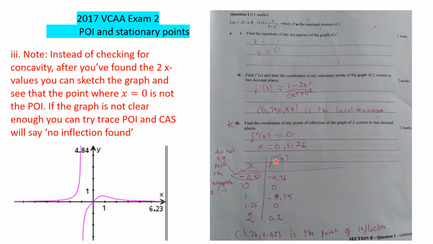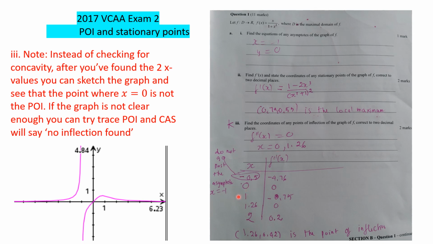So the second derivative turned out to be negative. And then you choose another value greater than 0. Again, you don't want to go past the second x value. So when x is equal to 1, the second derivative is also negative. You can see there's no change in concavity. So that's the reason why when x is 0, you don't have a point of inflection.